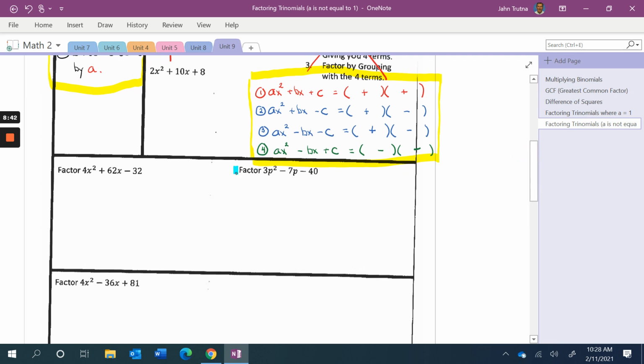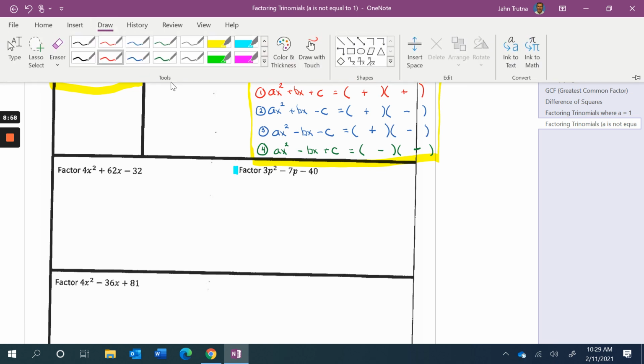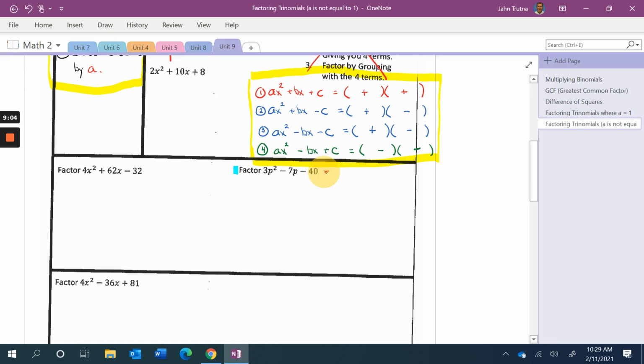So let's go down to this problem that has the blue marked by it. We're going to factor 3p squared minus 7p minus 40. The first thing I notice is this is a minus minus trinomial. When I factor a minus minus trinomial, I go to my chart, and that falls under number 3 in blue. A minus minus trinomial factors into a plus and a minus for my two quantities, my two parentheses. Now I'm going to figure out what numbers to put at the end of each one.